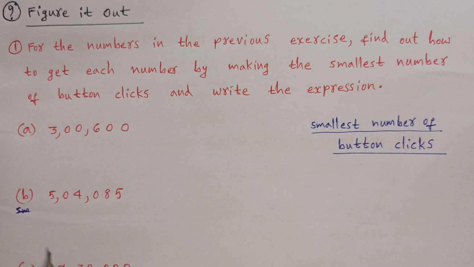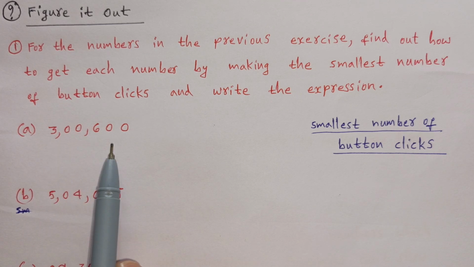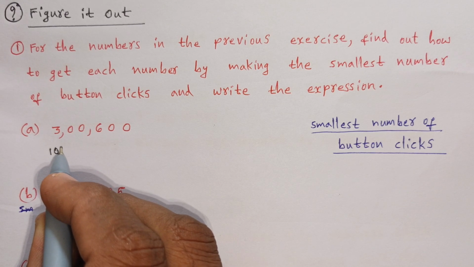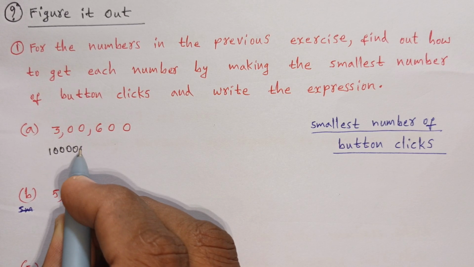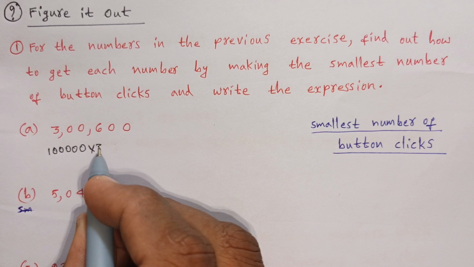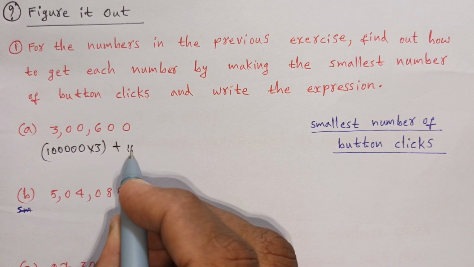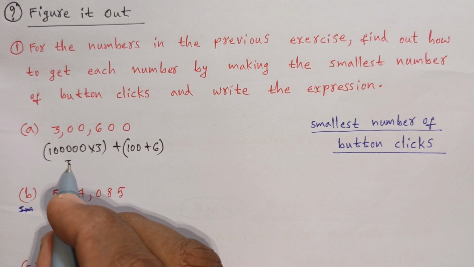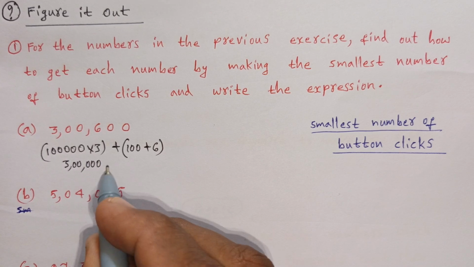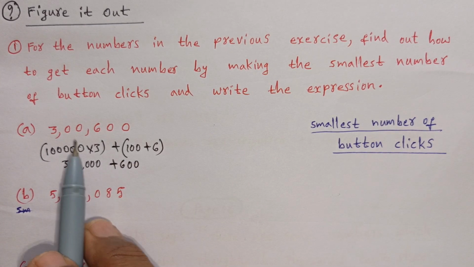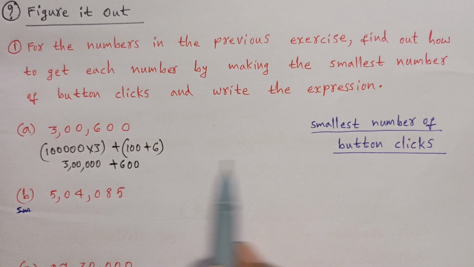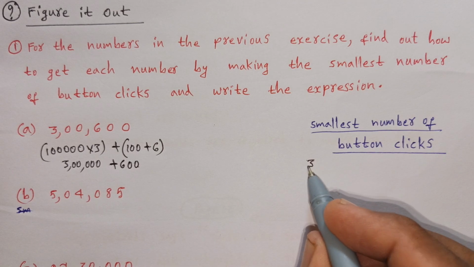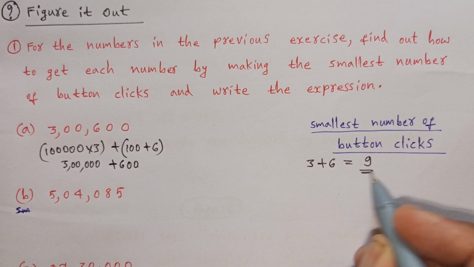So from the previous exercise, I took these numbers. The first one is 3,600,000. Here I am pressing the 1 lakh button 3 times, plus the 100 button 6 times. So we will get the 3 lakh here plus 600. So the result you will get is 3 lakh 600. So here the smallest number of button clicks is 3 plus 6. That means with 9 clicks only we are getting it.